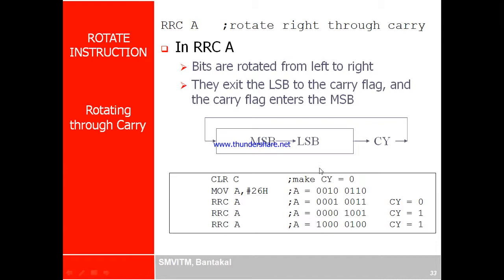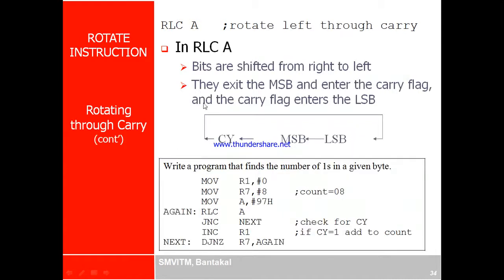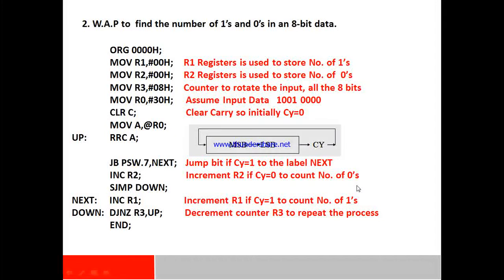Initially, carry is assumed as 0. Similarly for RLC, that means rotate left through carry, the carry bit moves to the least significant bit. Then further shifts happen. In this way, this takes place. And one program is also neatly explained here. Kindly observe.